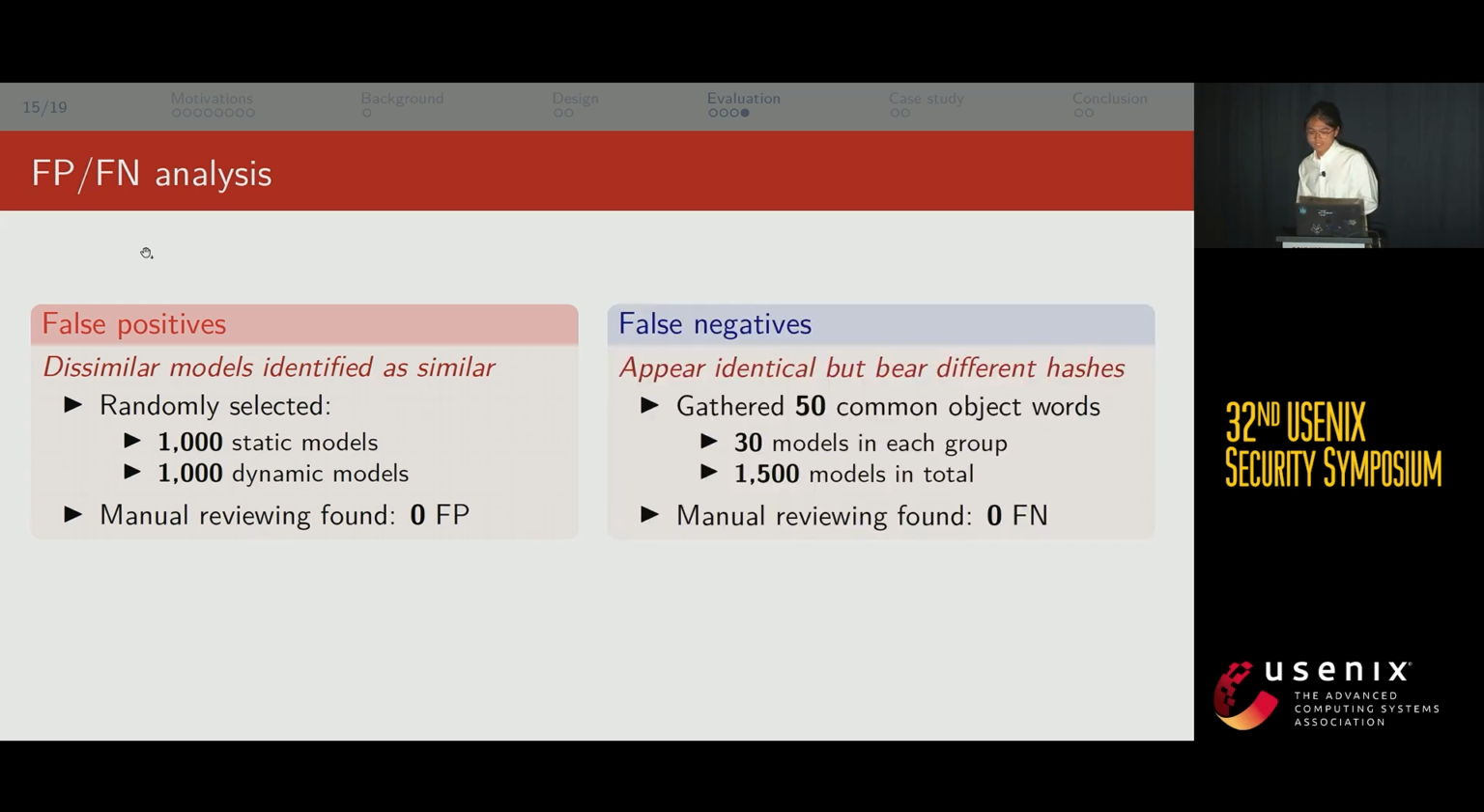And another thing is false negative, which means models that appear identical but have different hashes. This is actually a little bit harder to gather. So we gathered 50 common object words like book, like dog, and we randomly chose 30 models in each group. So which means we have 1,500 models in total, and we then manually reviewed them, but we also didn't find any false negatives, which means we didn't find any models that appear identical but have different hashes.